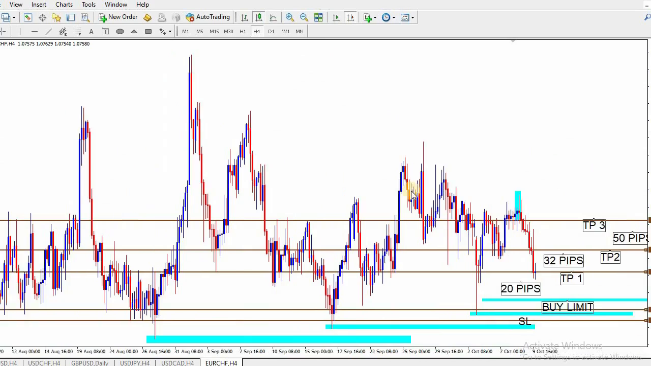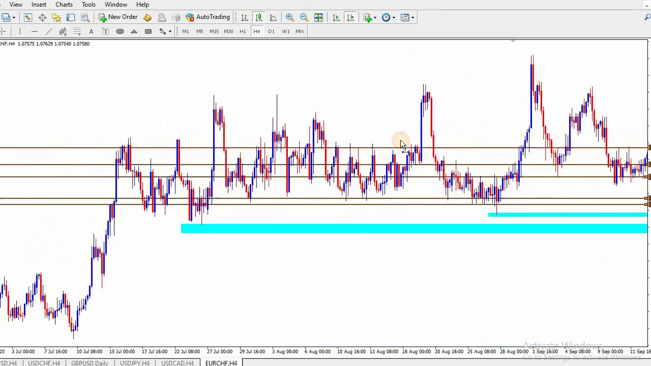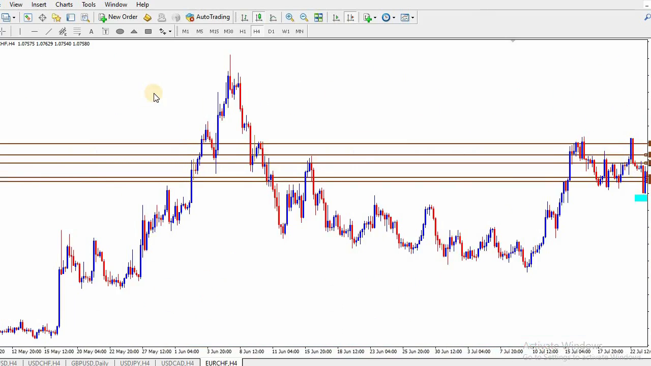So that's the 2 pairs we're going to be looking at this week, and I think there's really nothing more again to talk about these pairs.